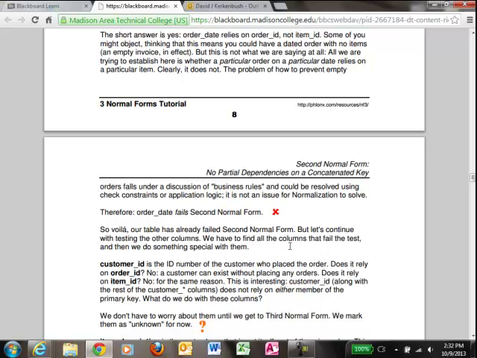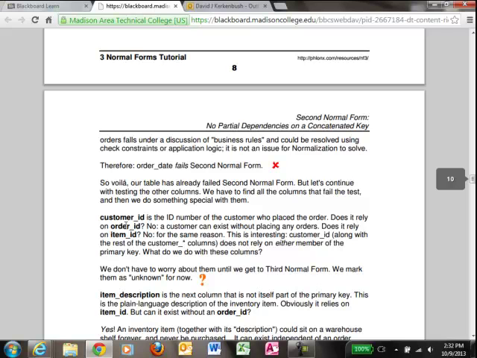We're going to find all the fields that failed this test. These customer fields, does it rely on order ID? So it talks about that. We don't really need to worry about the customer information. It says we're just going to put a question mark by those fields for now, because we're going to take care of that situation with the third normal form.